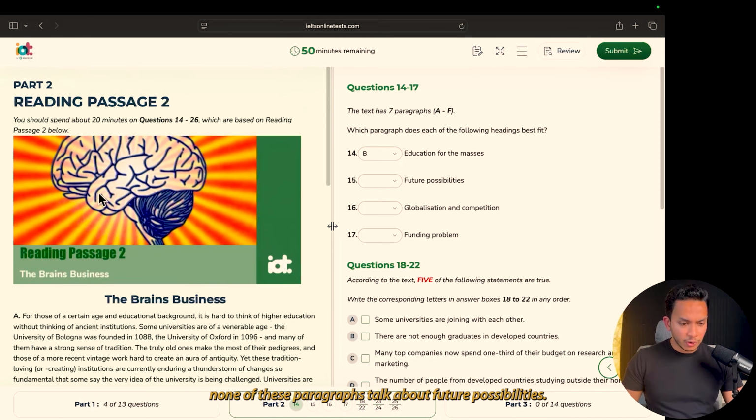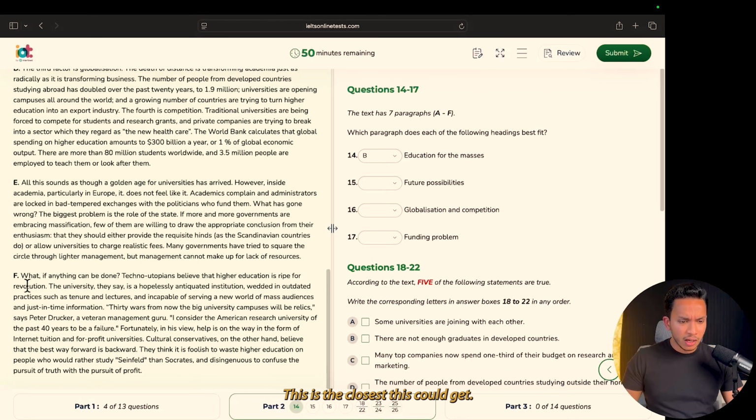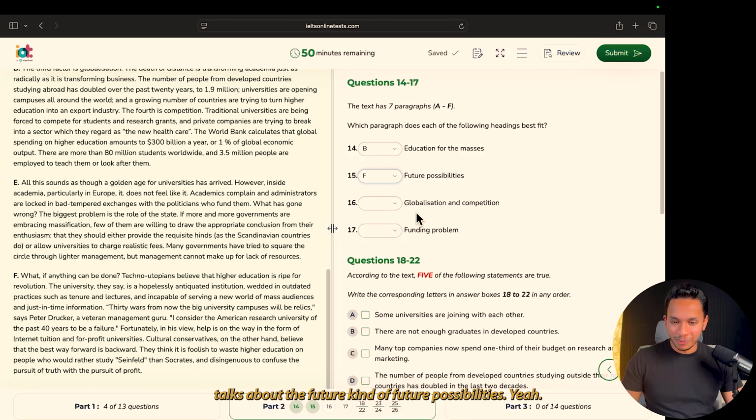Basically, none of these paragraphs talk about future possibilities. This is the closest it could get. I don't see the word future, but the whole thing talks about the future, kind of future possibilities. Yeah, globalization and competition. Let's go back.